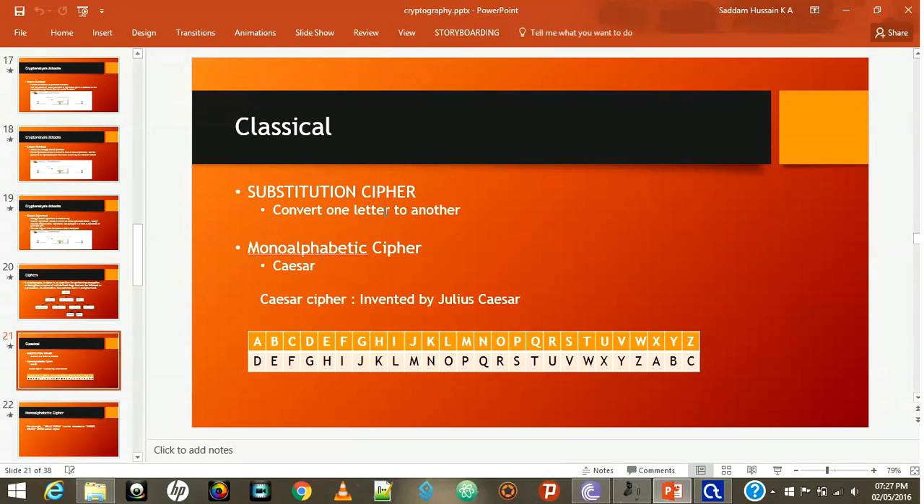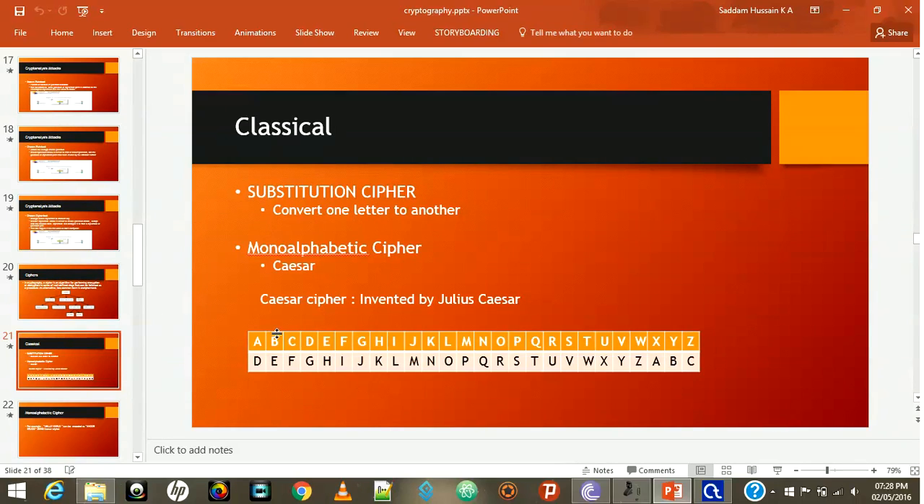First, basically we have the substitution cipher. Substitution cipher converts one letter to another. The name itself says to substitute one letter with another letter using some type of algorithm. In substitution cipher we have the monoalphabetic cipher. The monoalphabetic cipher was invented by Julius Caesar.